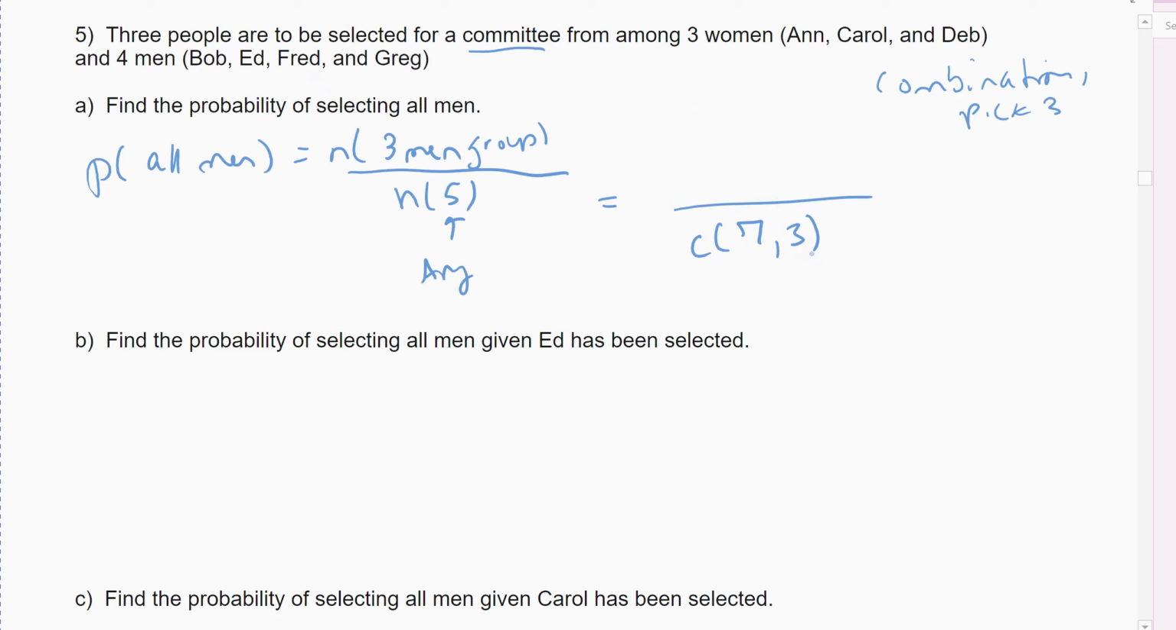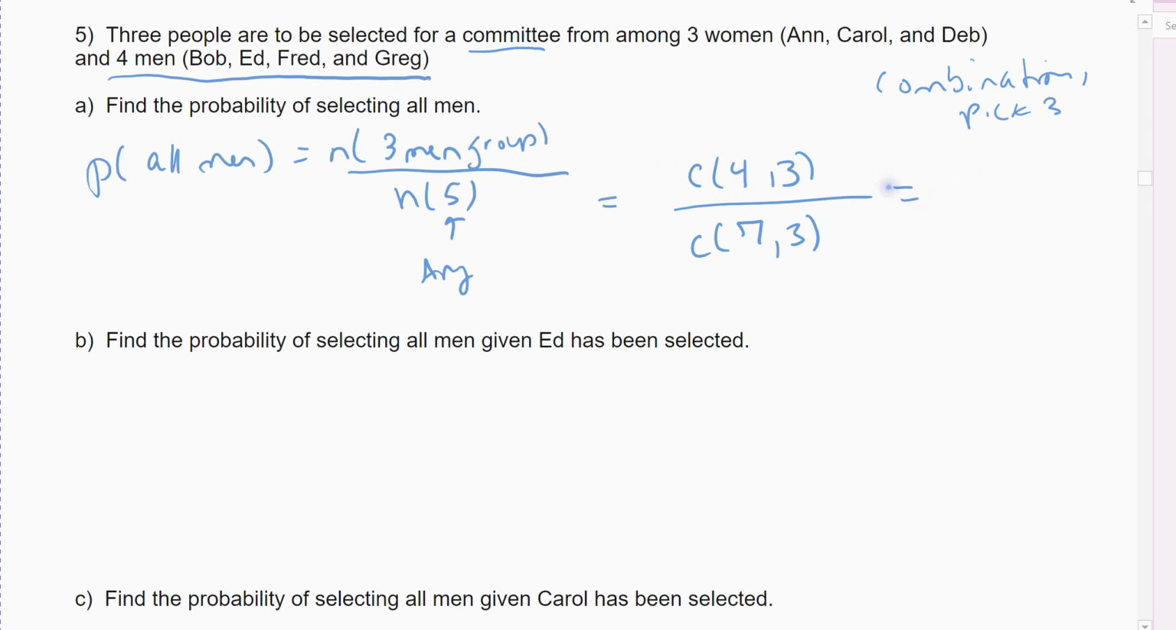Up top is the event. How many of those committees are all men? All 3 people on the committee are men. And so up top, I'm going to select 3, but I'm selecting them only from Bob, Ed, Fred, and Greg. So those 4. So it's a combination. I'm going to choose 3 of the 4 men to form my committee. And then you plug those into the calculator.